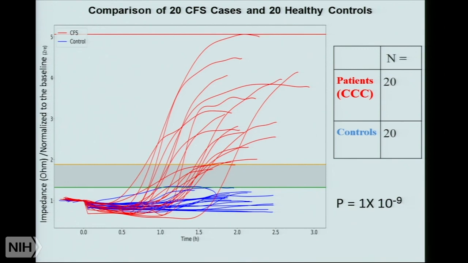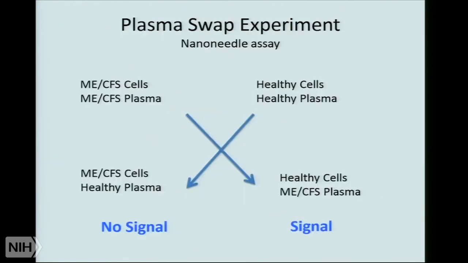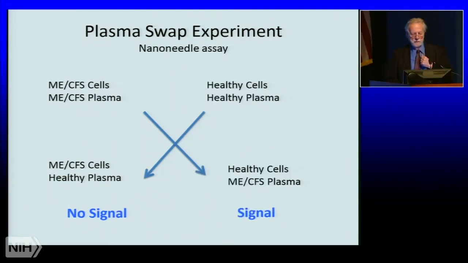This work has been submitted to PNAS, and yesterday they called me, and it's been accepted for publication. So it should be out in a very short time. The other thing that we've done with this is to look to where the signal might be coming from. We've done what's called a plasma swap experiment. And what it appears is that there is information in the plasma. You can take plasma from the patients and mix it with healthy cells, and you will recreate the signal. But if you do the reverse, with healthy plasma into ME-CFS cells, we don't see a signal.